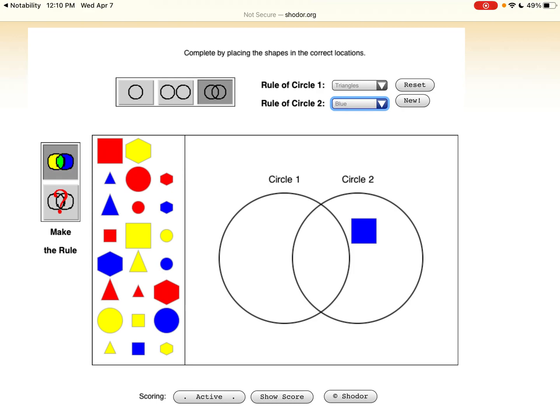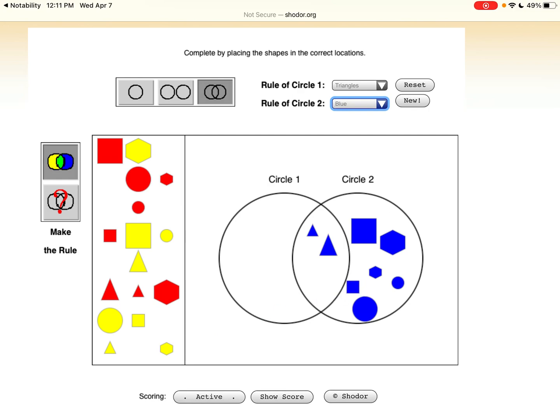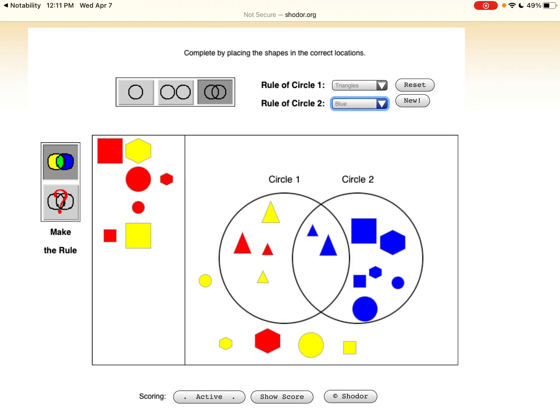Blue goes in the second circle. This shape is blue and it's a triangle, so that would go in the middle. Blue triangles go in the middle. Okay, other blue shapes. And then we have our triangles in the left one. Alright, what do we do with the other shapes that we have still in the box? They don't fit inside triangles, they don't fit inside blue, so they just go on the outside because they are not either of them. They do not fit in the circle.